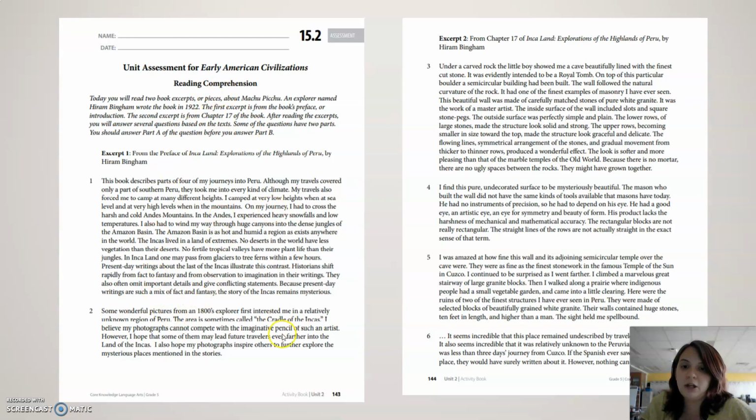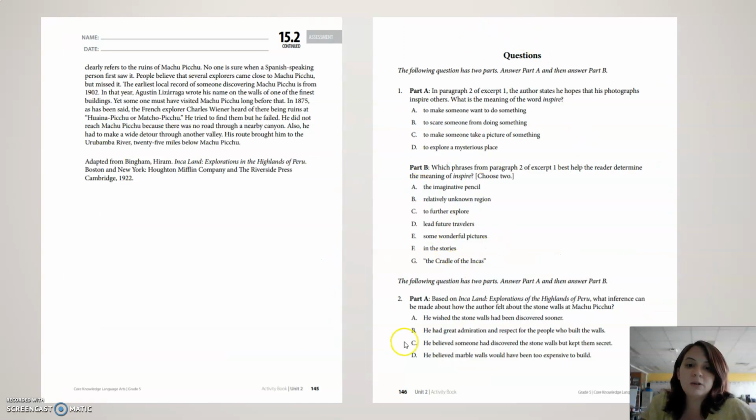So right here, page 143 is your first excerpt. Page 144 and 145 are the second excerpt. Then when you get to page 146, you'll see that you have some multiple choice. Remember to answer part A before you answer part B, and they are multiple choice.